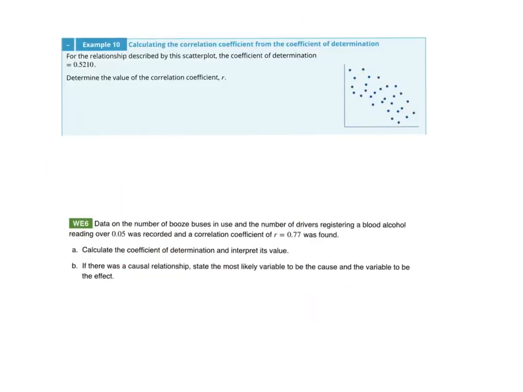All right, so let's just flick to these next questions and have a look. They've said calculating the correlation coefficient from the coefficient of determination. So this one is the R squared, and this one's R. What we want to do is go back to that. So if they told me that R squared equals 0.5210, what's the opposite to squaring something? Good. So when I go to find it, I'm going to do the square root of 0.5210.